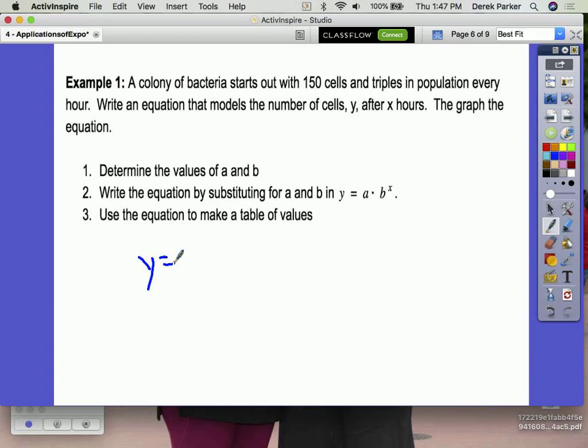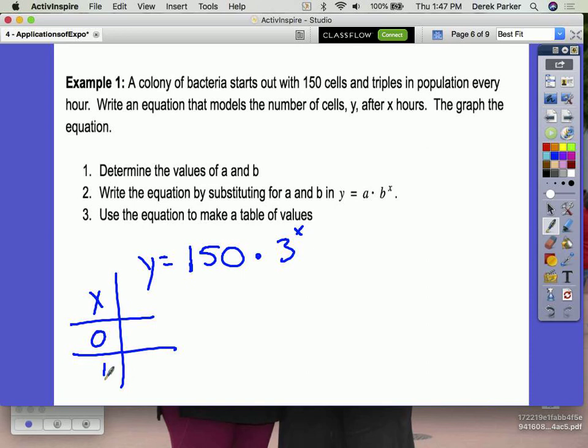So what we know is this. We start out with 150 cells. I'm going to call that A. Times 3 to the power of X. There's my equation. Now, to solve this, you're going to use the equation to make a table of values. Okay? So I'm going to go 0, 1, and stop with 2. And I'm going to plug that in.